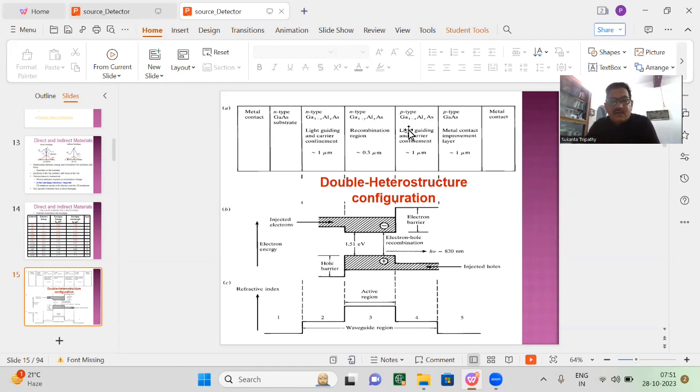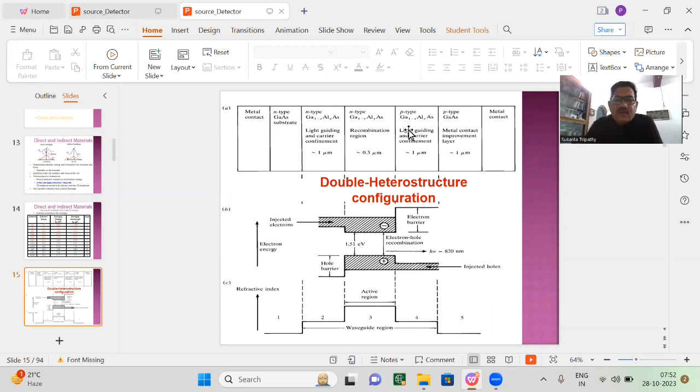You have a double heterostructure. Then you have to take a substrate, and to the right, you have to take a metal contact improvement layer. And of course, two metallic contacts are to be given so that you have to give this bias. That means you have to connect to the two terminals of the battery. So this is all about the structure.